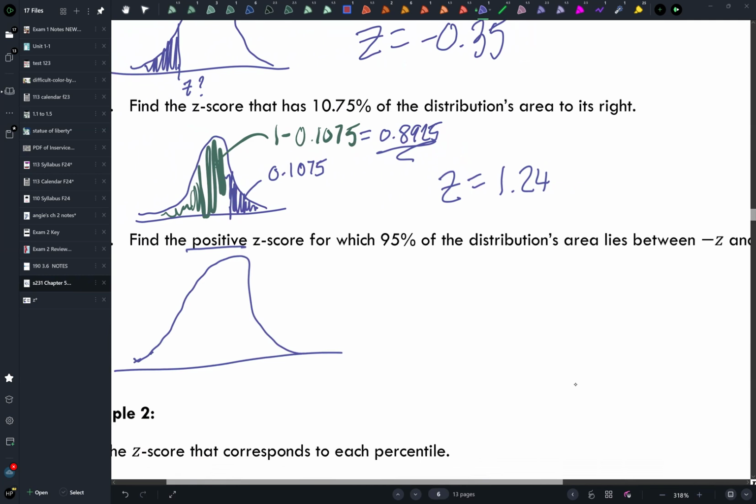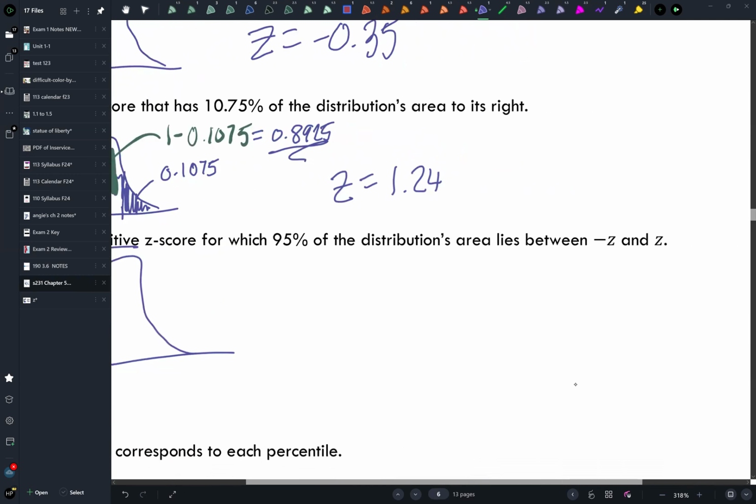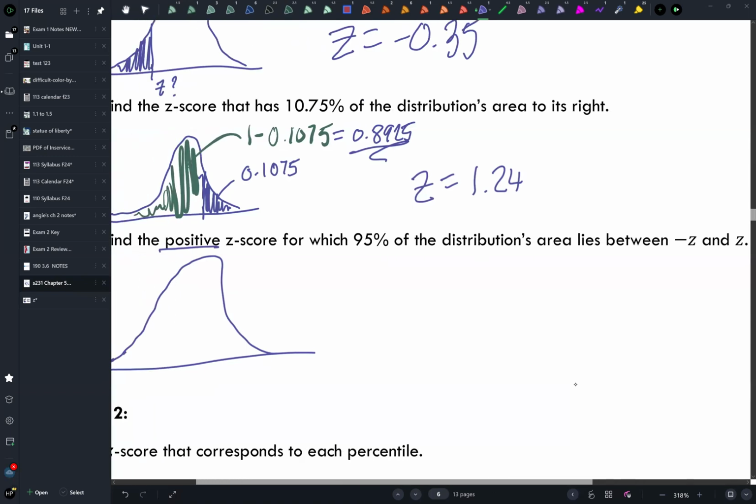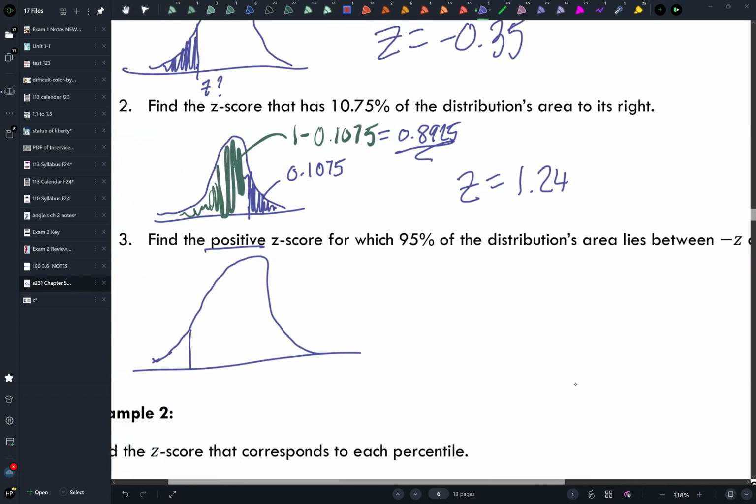What this is saying is that we have two z-scores here. Notice they're the same, z and negative z, but one is negative, one's positive. So we're trying to find the positive version, where 0.95 lies between those two. For negative z over here, on the right side, we're going to have positive z, the same number. So the area between those two is 0.95.